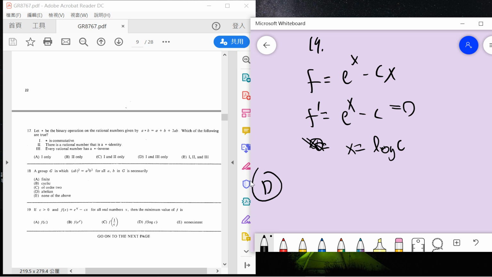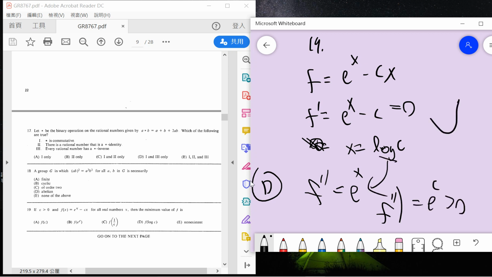But you may worry that maybe this point is not the minimum, because it did not say whether this is a global minimum or local minimum. But you can do the second derivative again. When you plug log c into the second derivative, you get e to the log c, which is c, larger than 0. So it means this should be a local minimum. At least x equal to log c is a local minimum. Although we do not know whether it is a global minimum or not, we don't care because you only ask about the minimum value. So you can just choose D.